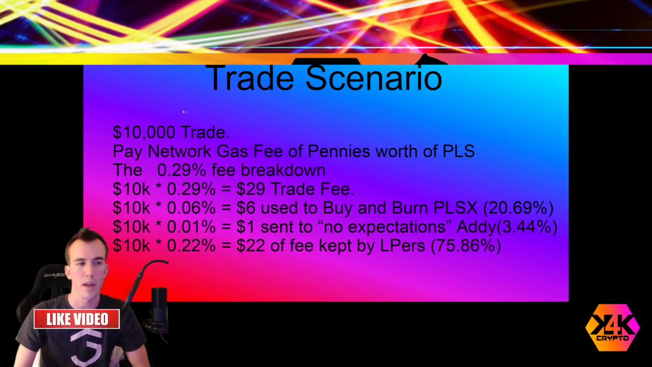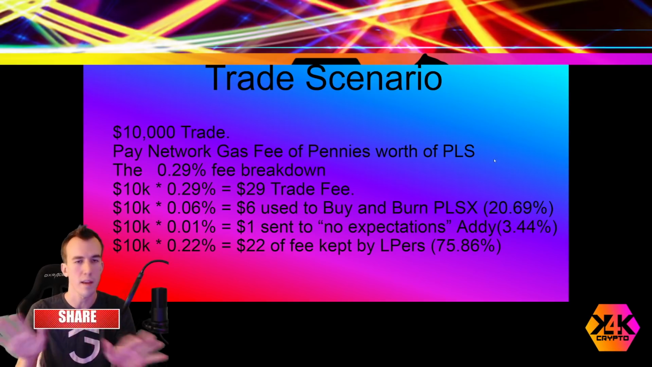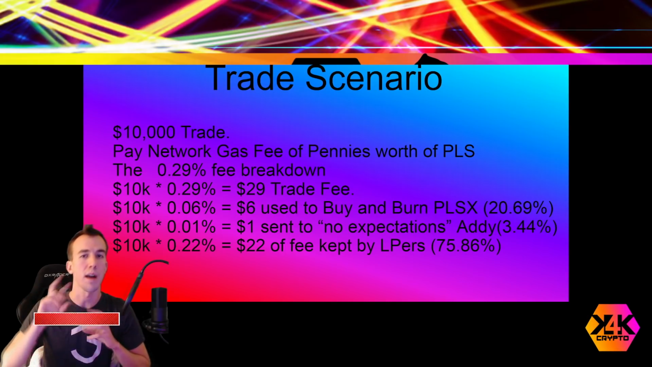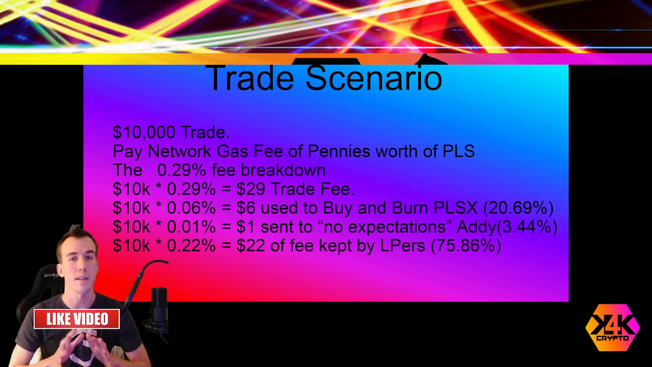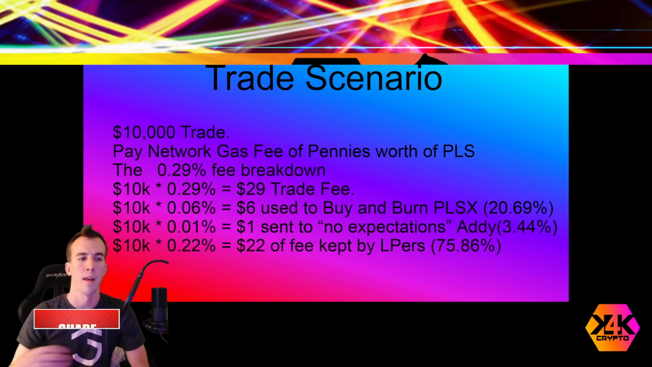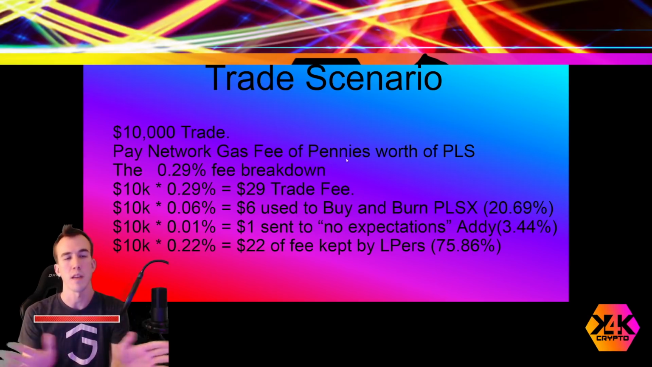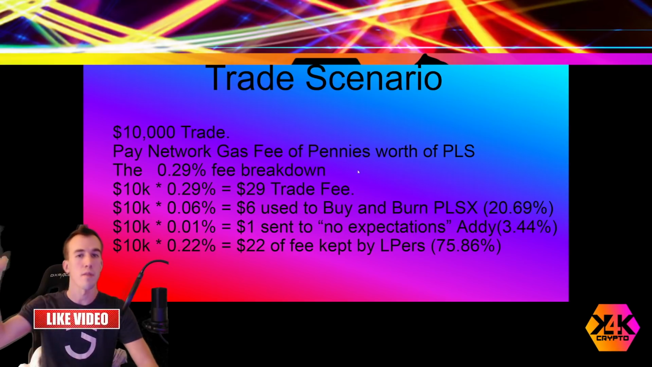Okay, well, you're going to make a trade. First, you pay a network gas fee of pennies worth of PLS. To do anything on the Pulse network, you have to pay a gas fee to the validators for them to include it in a block. That is not what the PLSX buy and burn is for. That actually happens next whenever it's calculating that fee towards the amount being traded. So this actually scales up with the value being traded.